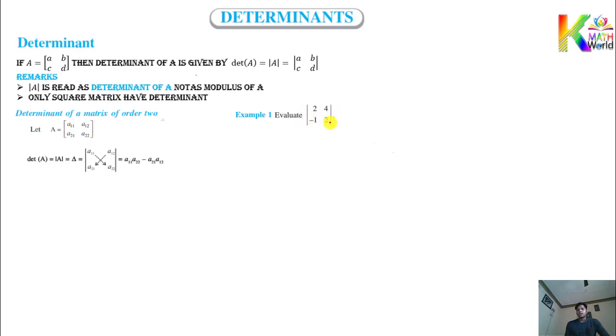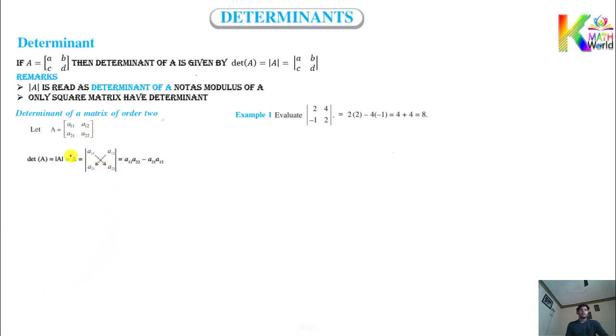Suppose we consider this illustration. Then how do we get the value of this determinant? Firstly, the product of these two: 2 twos are 4, so you get 4. Then minus the product of the secondary diagonal, so 4 into minus 1, that will be minus 4. So you get 4 minus minus 4, that is 4 plus 4. So our answer is 8, that you can see here. Okay, this is for 2 by 2.